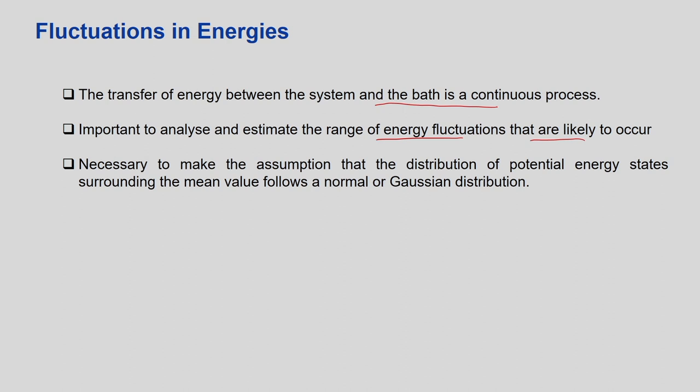So it is necessary to make the assumption about the distribution of energy. So, for example, there are energy states of a particular system. We assume all the energy states follow a Gaussian or a normal distribution. For example, if you assume a Gaussian distribution, we can write a distribution f(x) equals 1 upon sigma root 2 pi, e to the power of minus half into (x minus mu) by sigma whole square.